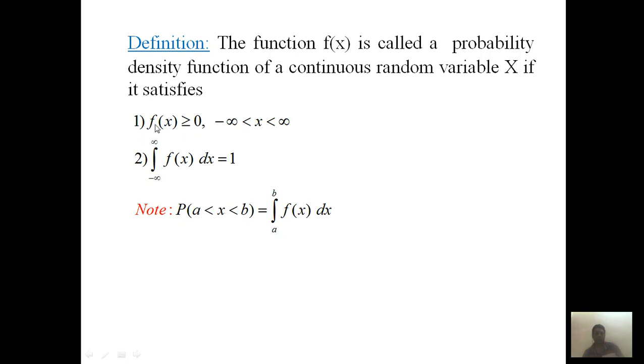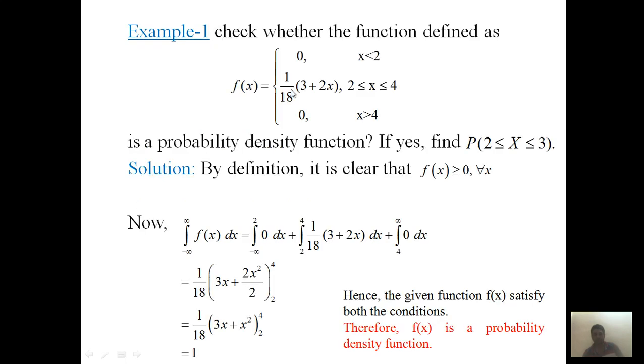By definition, whenever we have to check whether f(x) is a probability density function, we check these two conditions. The first one: f(x) greater than or equal to 0 for all values of x. The function takes the non-zero value 1 by 18 into (3 plus 2x) in the interval 2 to 4. Definitely in the interval 2 to 4, the value of x lies between 2 and 4, so definitely these are greater than or equal to 0.